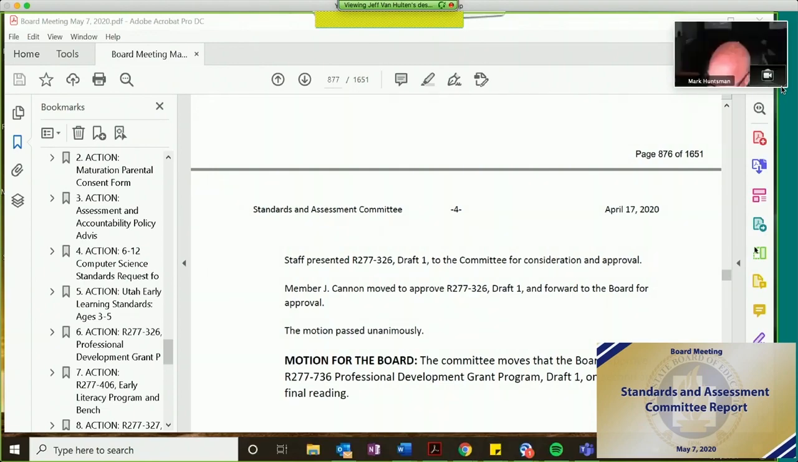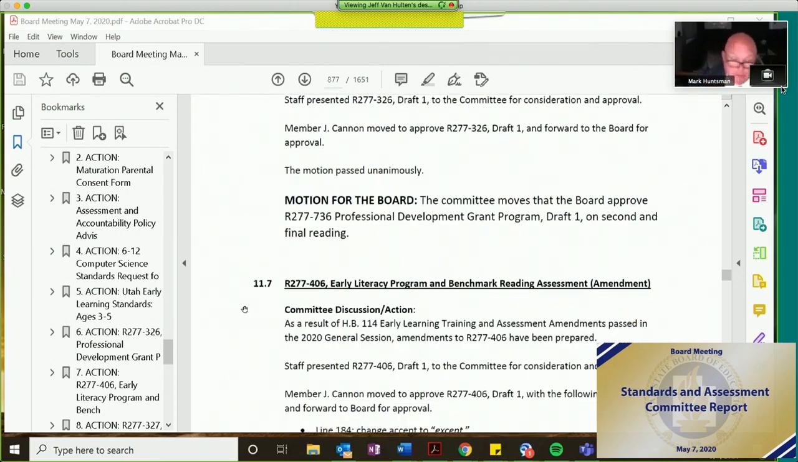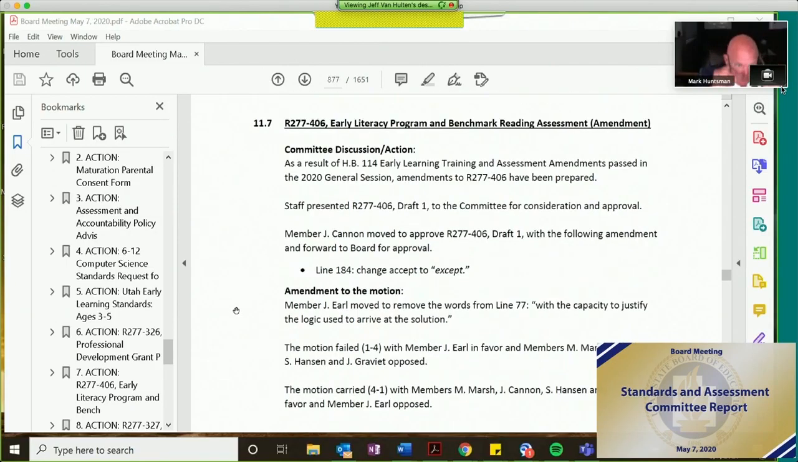Member Lear. Aye. Member Marsh. Aye. Member Newell. Yes. Member Thorpe. Aye. And Mark Huntsman's an aye. The motion passes. Okay, please continue.